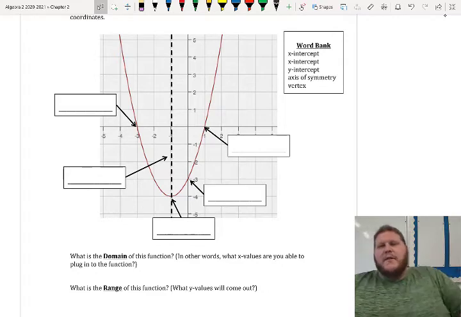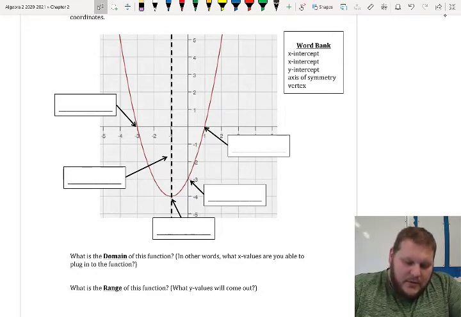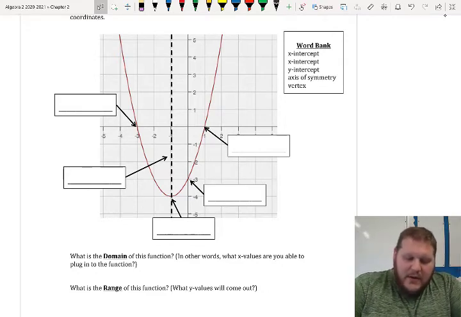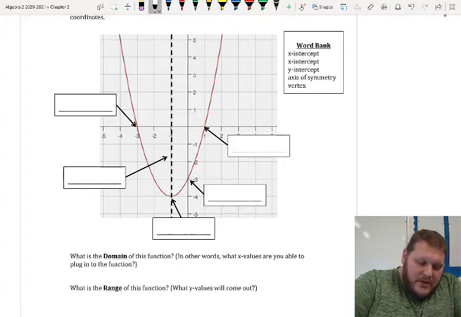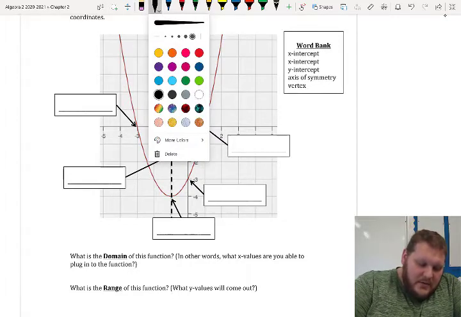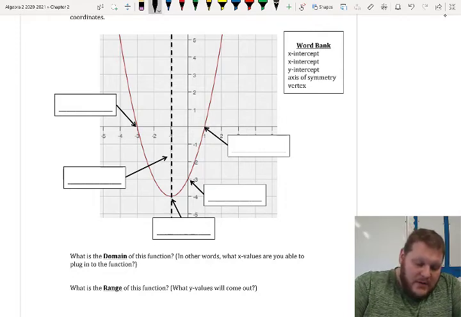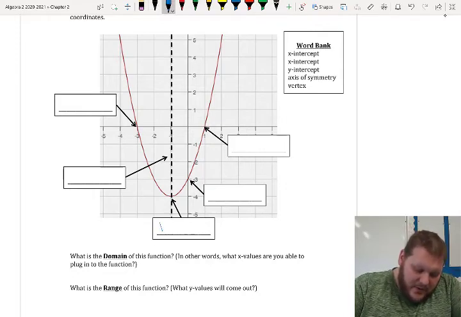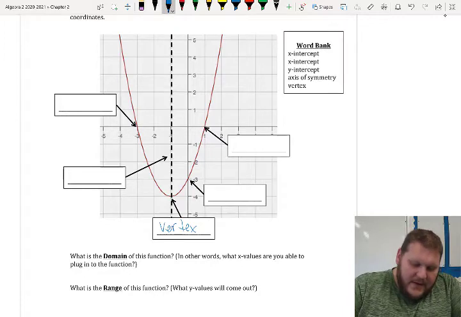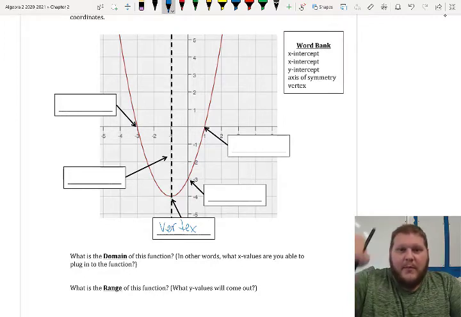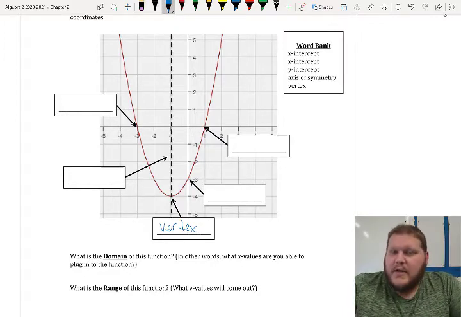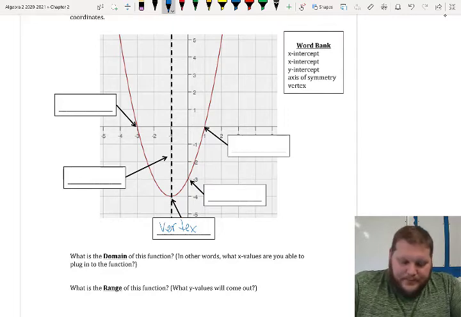So in this graph that we're looking at right here, if we're asked to describe this, I've even got a nice little word bank in here. The most obvious one to us should be its vertex. That is always the lowest or highest point in my graph. In this case, my vertex is this point right here. My vertex is the bottom of my curve or the top of my curve, depending on which direction it opens. That's just the highest or lowest point.